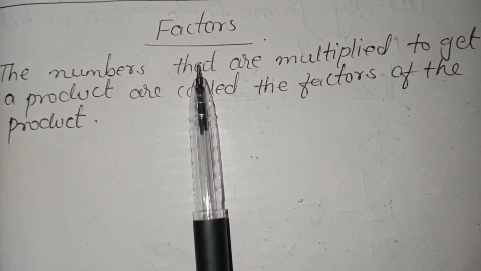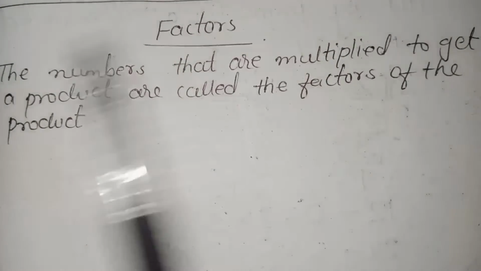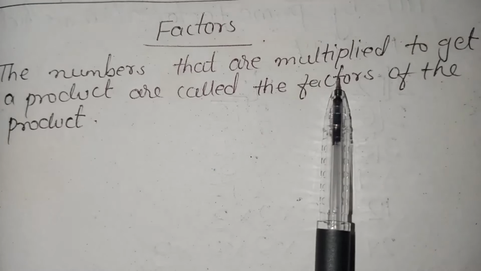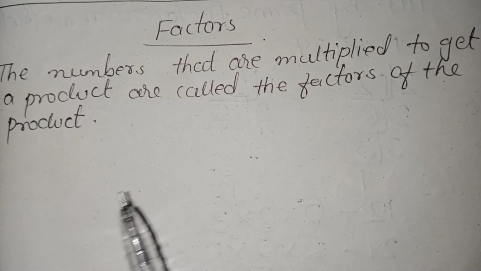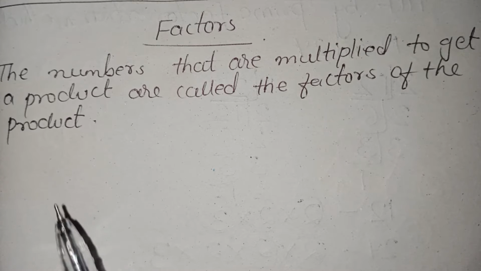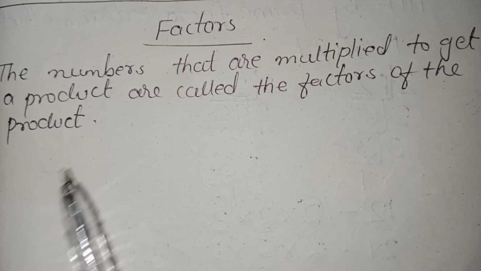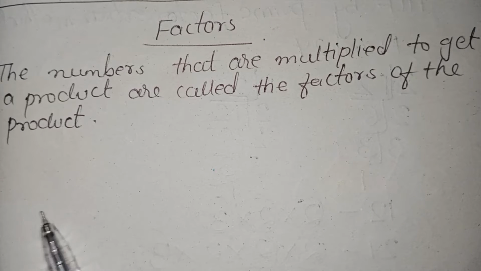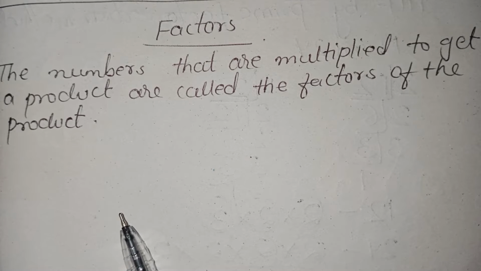Okay, so now let us learn what are factors. The numbers that are multiplied to get a product are called the factors of the product. So the numbers which are multiplied are the factors of the product. You know that when multiplicand and multiplier are multiplied, we get the product. So that multiplicand and multiplier, they are the factors of the product.